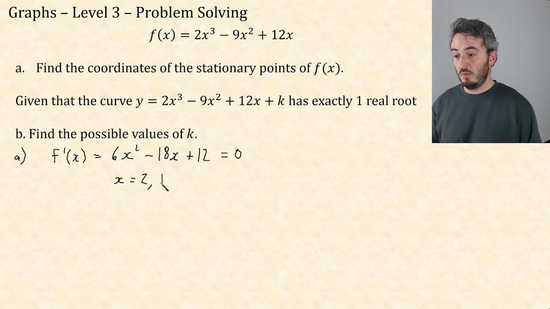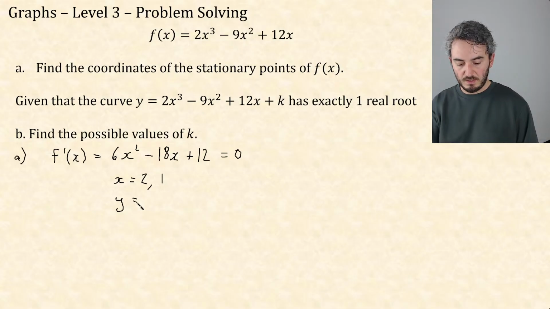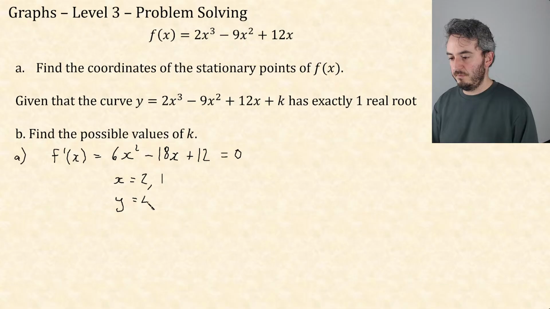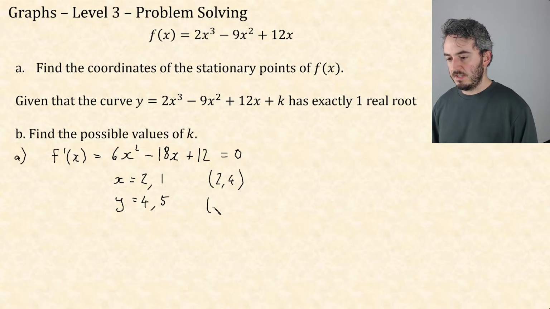But I want the coordinates, so I'm also going to be subbing those into the original. So when x equals 2, I've got 2 times 2 cubed, minus 9 times 2 squared, plus 12 times 2, and I get y as 4. And when x equals 1, I get 2 times 1, minus 9 times 1, plus 12 times 1, 5. So my coordinates are x equals 2, y equals 4, and x equals 1, y equals 5. Okay, so I have the coordinates of the stationary points.